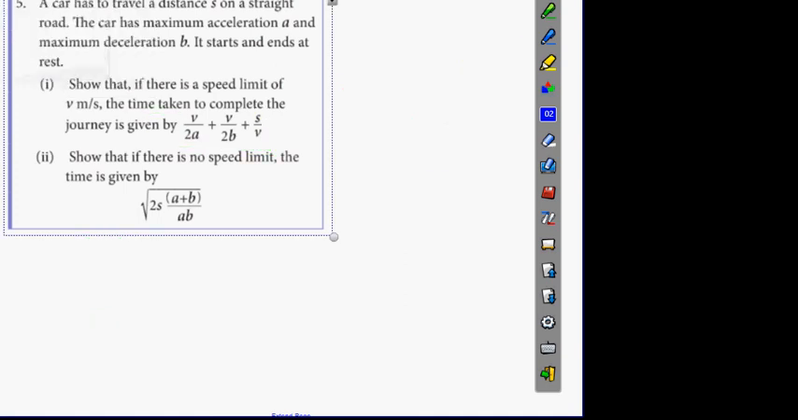So, this next question here, show that if there's no speed limit, the time is given by 2S, A plus B, all over AB. Now, suppose I was to give you a simpler question, something similar. Suppose I was to say that your acceleration is 3, your deceleration is 8, your maximum velocity is capped off at 24. Now, it's not similar in some ways because you're not given a maximum velocity to cap off on, right? But in this question, eventually there is a maximum speed limit that has to be obeyed.